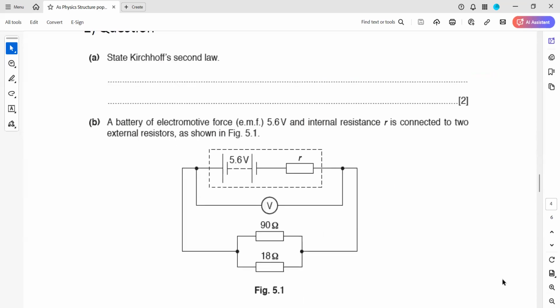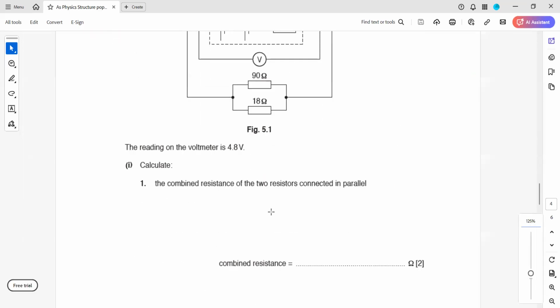Question 2, any doubt? Question 2, Part B and C.